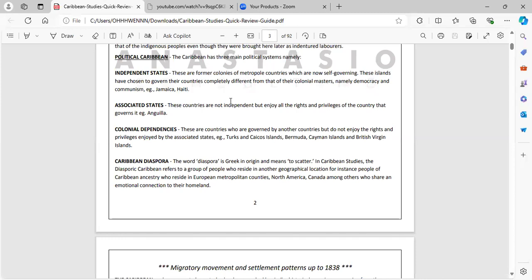All right, while you guys are thinking about it, let me move to associated. I'm running late on time, so I'm trying to rush. These countries are not independent, but they enjoy all the rights and privileges of the country that governs them. So Puerto Rico is not an independent state. They're associated. Who governs them? Somebody tell me who governs Puerto Rico.